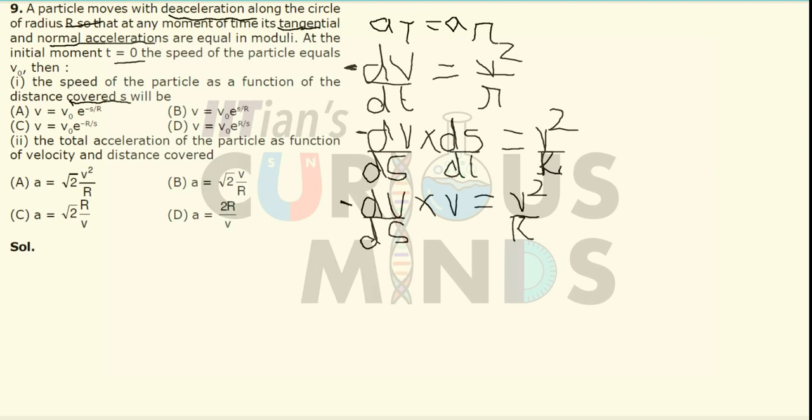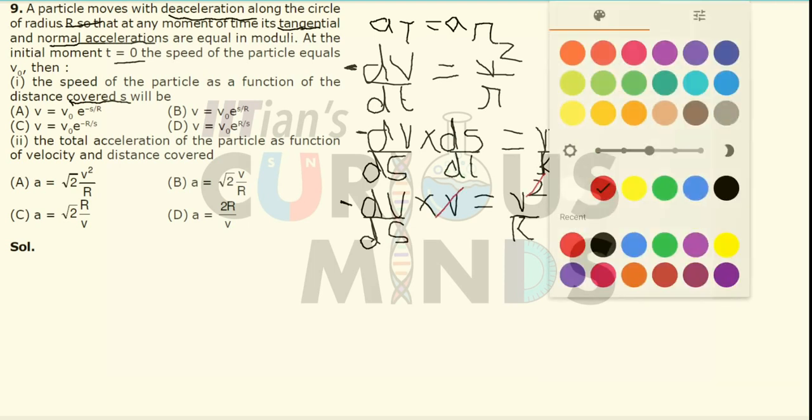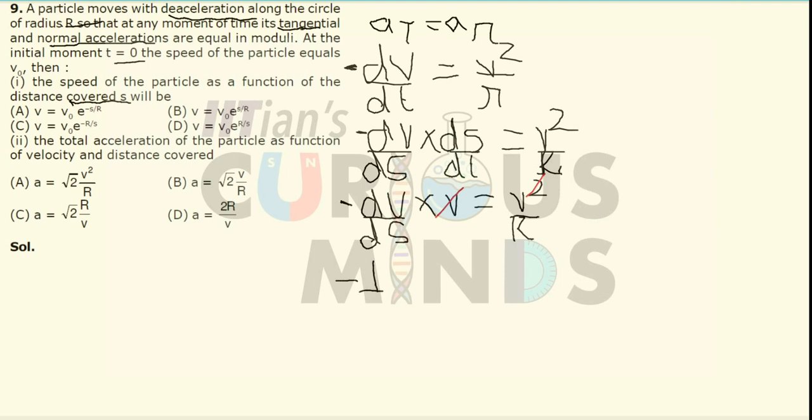So basically this is the formula which we have to integrate. Before we integrate, you can see the v square and v will get cancelled out. So minus 1 by v dv will be equal to ds divided by R. I will integrate on both the sides. The limits of velocity are v naught to v, where initial velocity is v naught. The limits of s are 0 to s, since initially the distance covered is equal to 0.